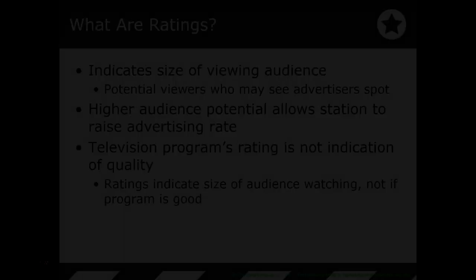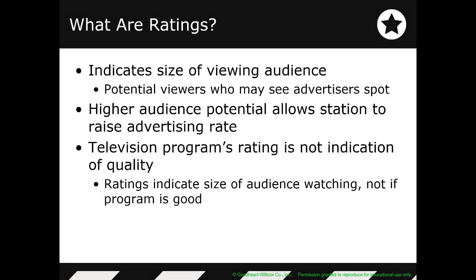So ratings, to recap on what those are, we take a group of people and we ask them, what are you watching? What do you like watching? What do you think of that show? And all of that turns into a rating system, and that's how TV programs are decided to keep going or to get rid of them.